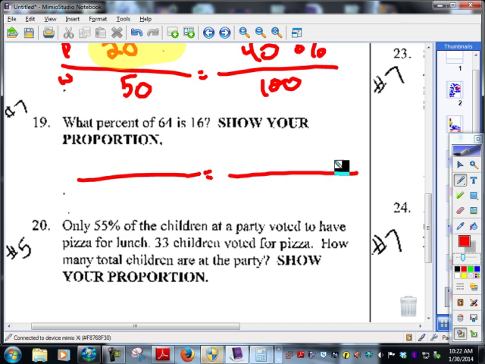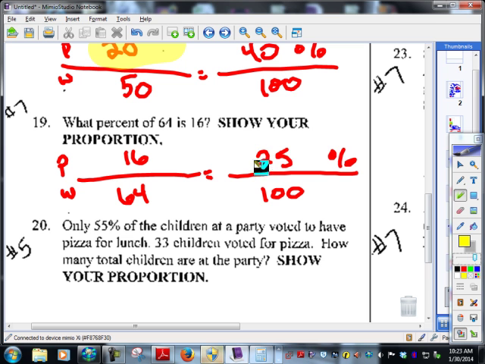Okay, here we go. What percent? Uh-oh. This is one where we're actually going to be given the part and the whole and asked for the percent. Okay? So, what percent of 64 is 16? What's the part here? 64 or 16? Part is 16. And the whole would be 64. The answer would be 25%.